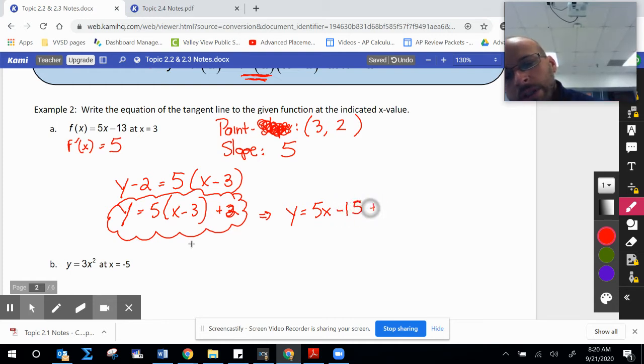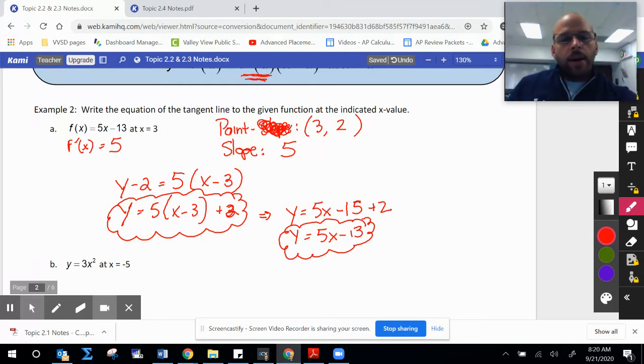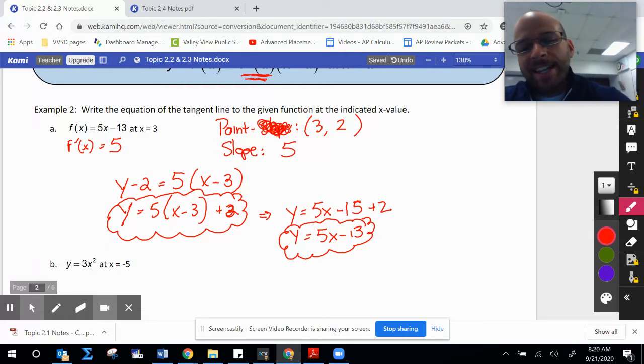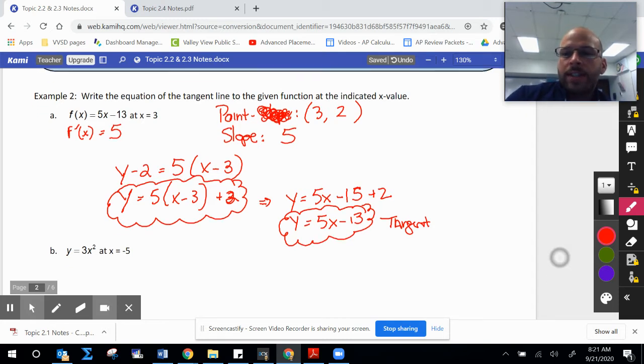Y minus 15 plus 2. And if you combine your like terms, I get that from my slope-intercept form. Okay, so writing the equation of the tangent line, if you notice that the tangent line on this problem is actually the same as our original function, and that's because every point is going to have the same slope, so there's no real way to write a tangent line that's going to be different.